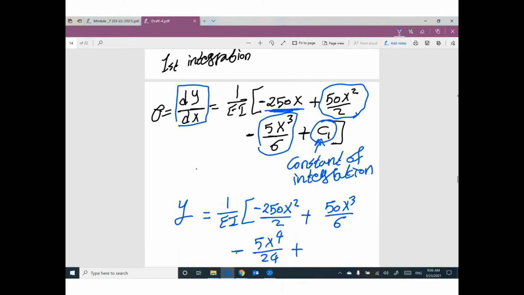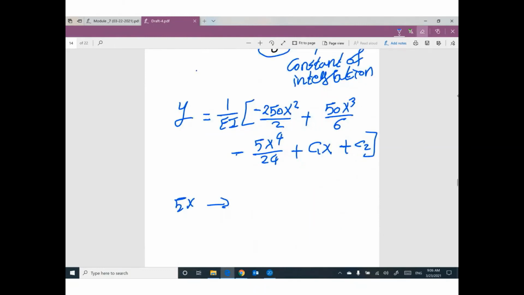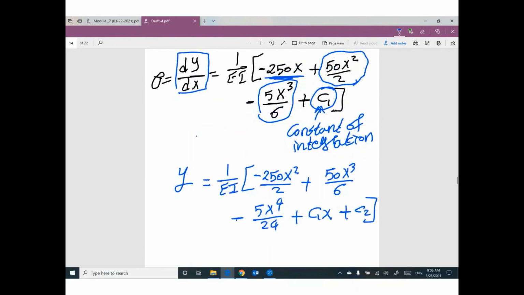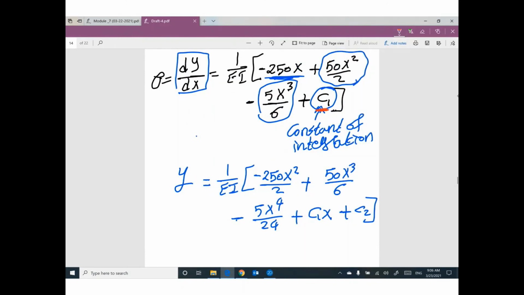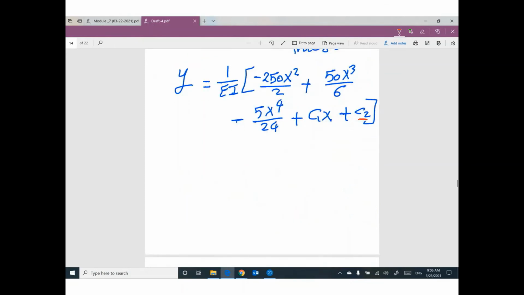Integration for C1 will be C1x. We have C2. I'm sorry, what do you mean by C2? Guys, you did another integration, so we have another constant. So right now, we have two constants of integration, C1 and C2. We need to figure out what the values of these constants are.